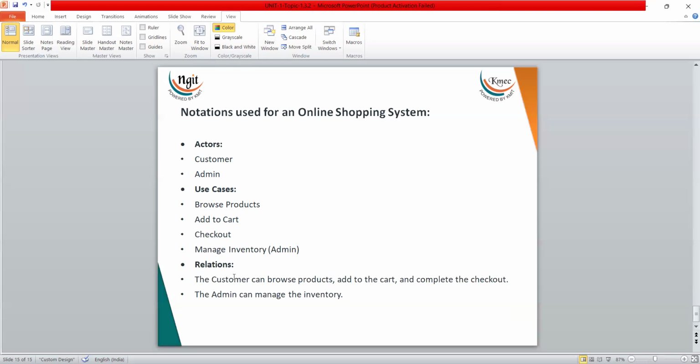And the next one is the relationships. The relationships are formed as follows: the customer can browse the products, add to the cart, and complete the checkout. The admin can manage the inventory. So the overall functionality can be maintained. These are the various types of notations used to define the online shopping system.